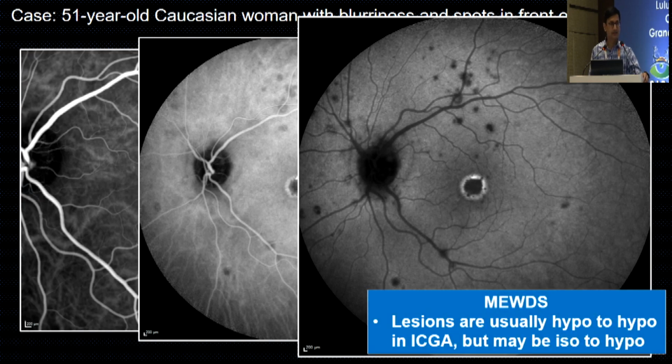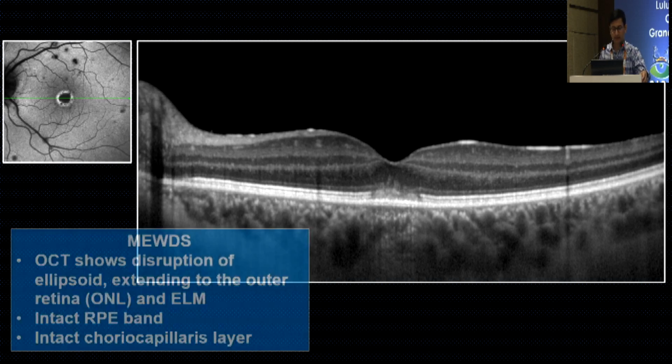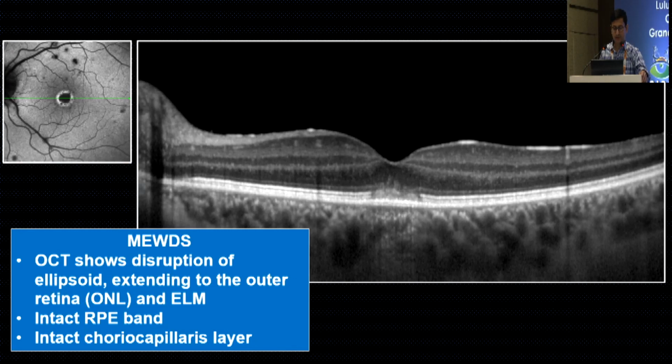And this is a classic case of MUDES where the lesions are hypo to hypo, but they could also be ISO in the initial phase. And the OCT is quite characteristic, where you have this kind of an appearance of the outer retina with a disruption of the ellipsoid extending up to the outer nuclear layer. But remember here, the RPE is intact.